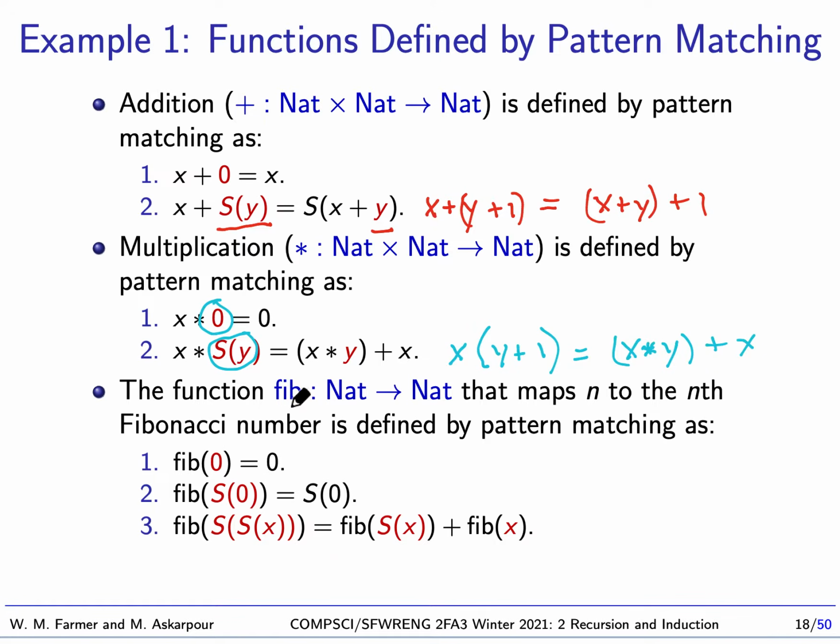The final function is the fib function. This is a function that takes a natural number n and gives the nth Fibonacci number. It's defined by pattern matching, but here we have three patterns: 0, successor of 0, and the successor of the successor of x. Notice these three patterns cover all possibilities. So fib of 0 is 0, fib of the successor of 0, which is fib of 1, is the successor of 0, which is 1, and fib of two successors of x equals fib of the successor of x plus fib of x. And notice both of these have reduced structure. Their structure is smaller than what we have here.